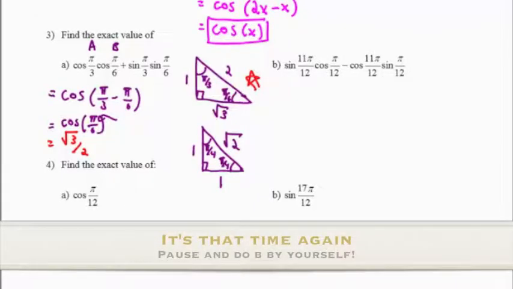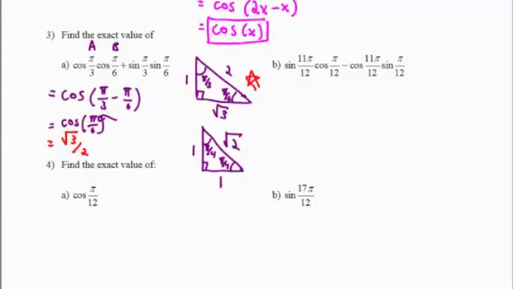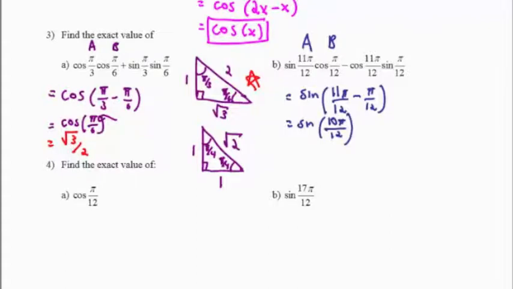Now that I've done part A, let's go ahead and do part B by yourself. Okay, so hopefully we had a chance to look at part B. Let's take a look at what we ended up with. Well, we know again that this is A and that's B. So when we have sine, cos, and we have subtract in between, which means this should be equal to the sine of 11 pi over 12 subtract pi over 12. Well, let's just do the math, and we end up with the sine of 10 pi over 12, and that can be reduced to the sine of 5 pi over 6.